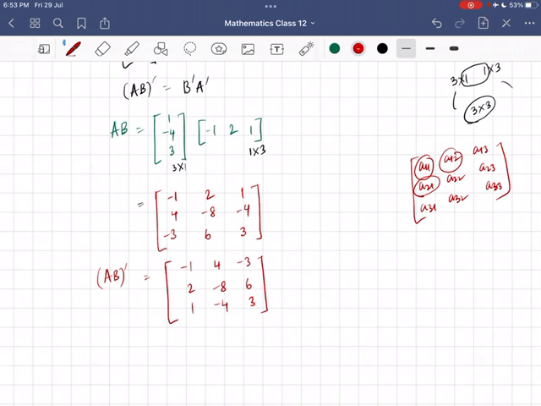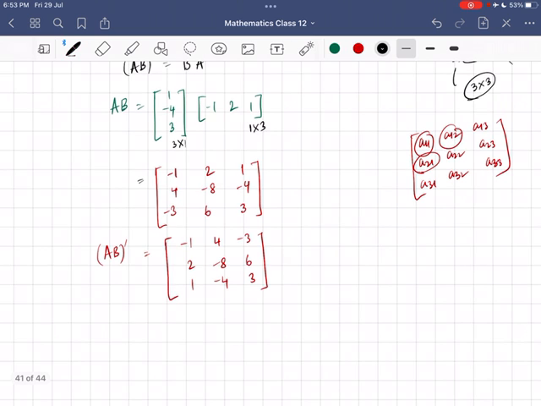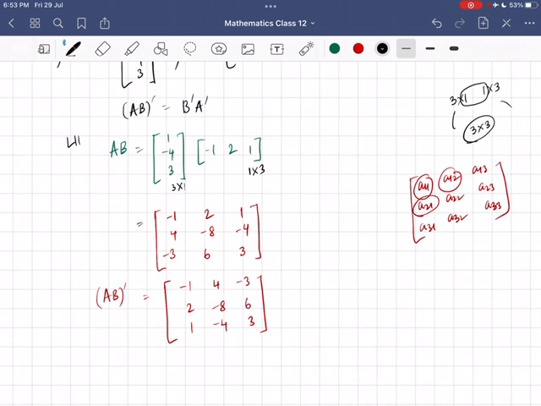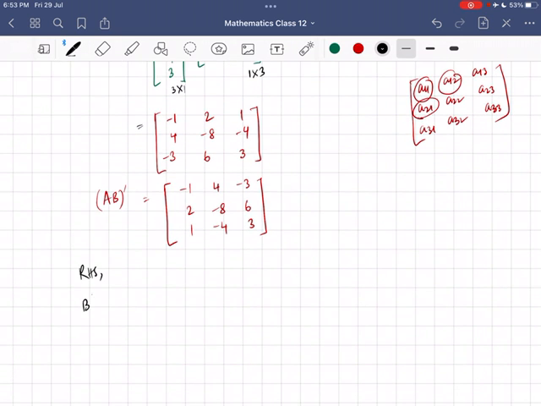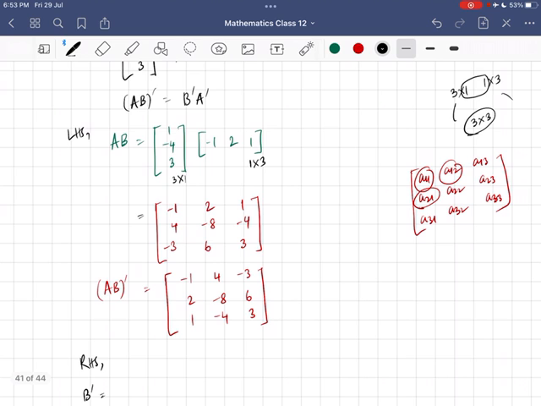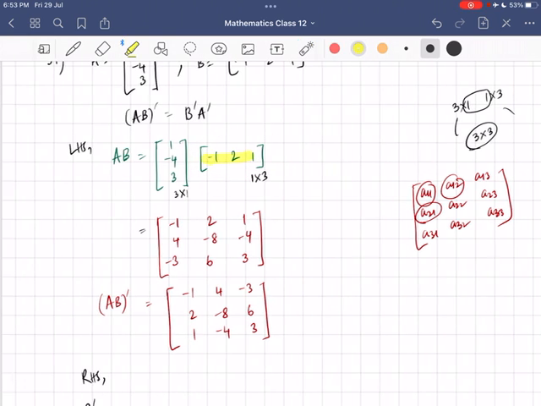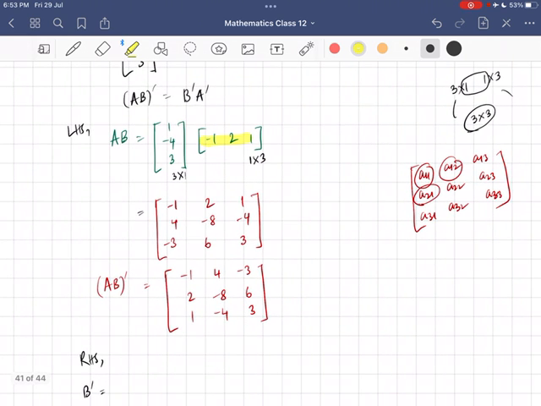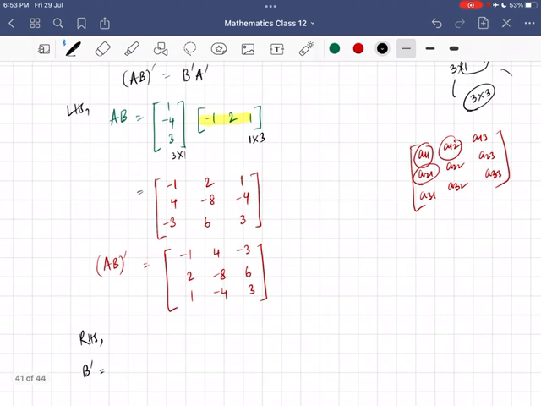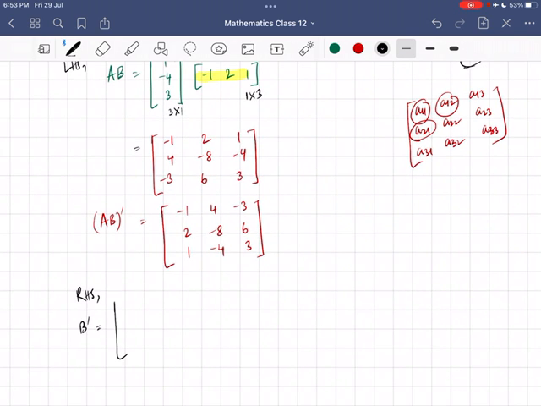Now next thing we need to do is find B transpose and A transpose to do the right hand side. So this one was the left hand side. So in order to do the right hand side we need to find the value of B transpose. So B transpose will be equal to how much? This one was my B, which we multiplied in AB. Now we have to take the transpose of this. So we have minus 1 2 1. The transpose of that will become, the entire row will become an entire column. So we have minus 1, 2, 1. So this is how we get B transpose.